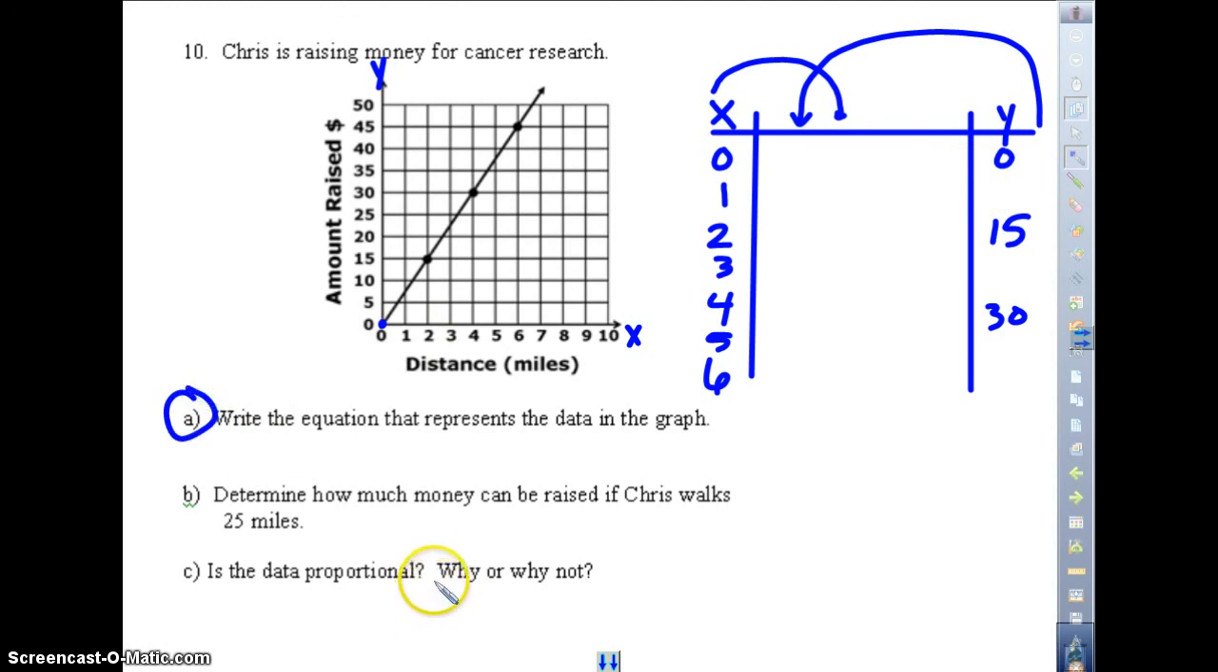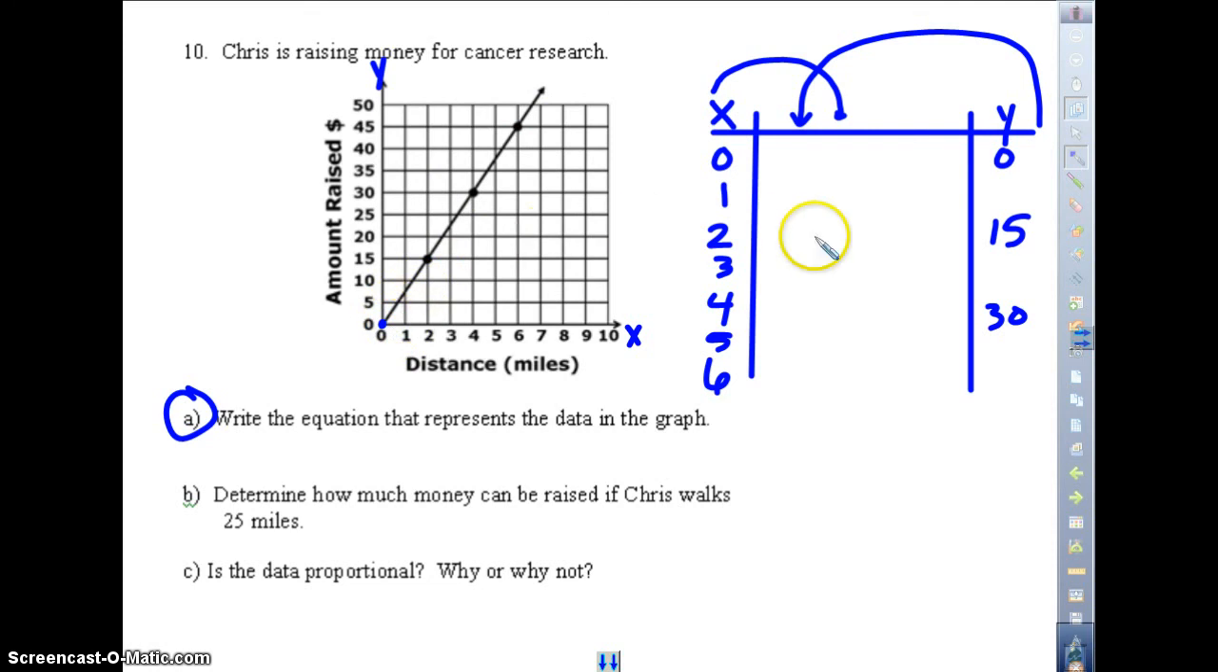Once you have your equation, you can use it to determine how much money can be raised if Chris walks for 25 miles. You'll just plug that into your equation because your x value is your number of miles. Is the data proportional? Why or why not? I can answer it right now based on looking at the graph.